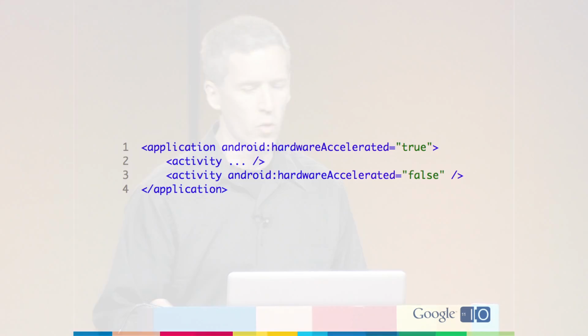So here's a little bit more detail about how to actually opt into this stuff. At the application level, as I said, you can opt in, say hardware accelerated equals true. Maybe there's a particular activity that can't use it for some reason, so you can disable it at the activity level by setting the same flag equal to false. You can actually see this in the SDK API demos. There are some API demos that used Canvas APIs that were not accelerated at the time that they were written, so the activities opt out by setting this flag to false, even though the overall application is hardware accelerated.